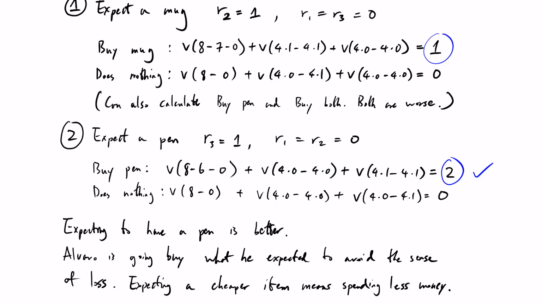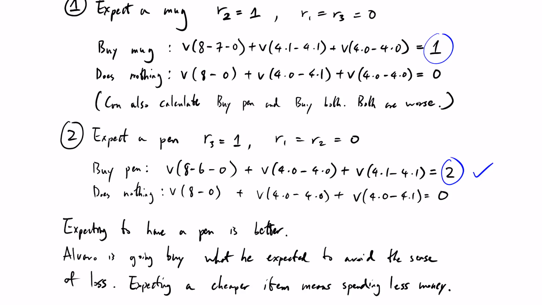That's not that comforting. What we have though is that it does give high utility to expect something that's cheaper. That means that if reference points are picked to maximize utility, the individual will expect something that truly maximizes his utility, right? So if he expects to buy a mug, he's going to buy a mug. If he expects to buy a pen, he's going to buy a pen. So it's self-fulfilling.